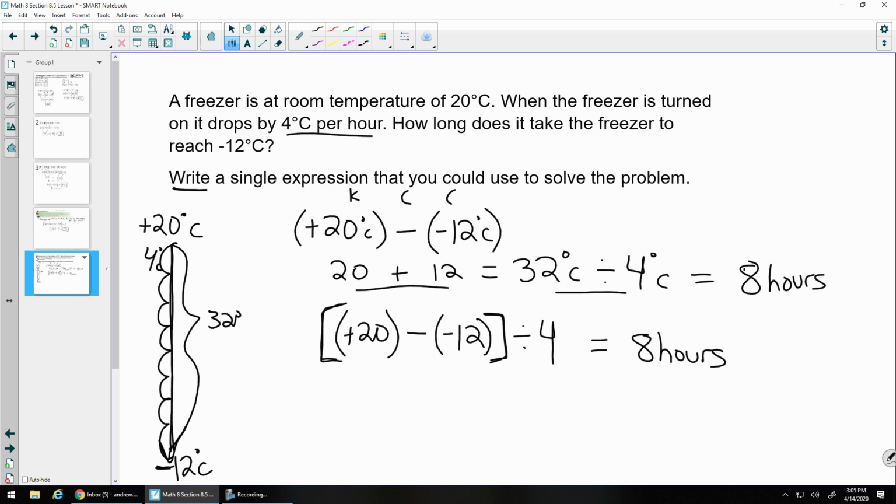Okay, hopefully that makes sense. This is a bit of a tough question. Finding these single expressions from word problems is a bit of a challenge, and it's pretty tough sometimes. Don't be afraid to reach out and ask questions. I will be available for that on Thursday morning, and I will talk to you later.